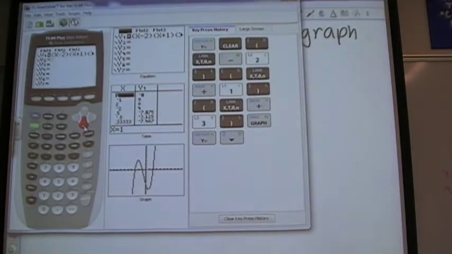Where's that? Zoom, and then 6. I got a different table than you. I'm not worried about the table. Oh, there we go. Because zoom 6 takes you back to the standard graph of negative 10 to 10 and negative 10 to 10. So right now it's set on that, so unless you do something to change that, it will always go to that graph.